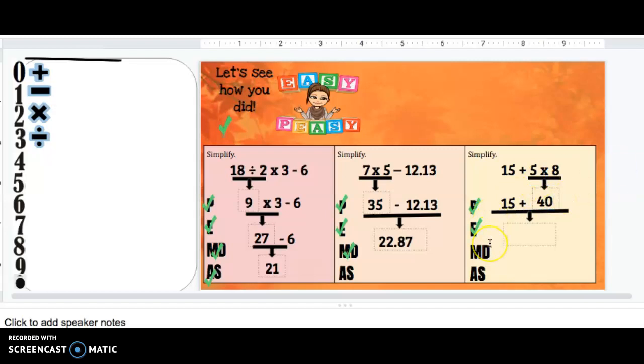And then I have 15 plus 40, because that's my last step, and it's addition. According to PEMDAS, it's the last thing I'm going to do, and you're going to get 55. Okay, and then I'll put my check over it, and then you should be good to go. So these are the correct answers, and we will talk about how you did on them in the live session.